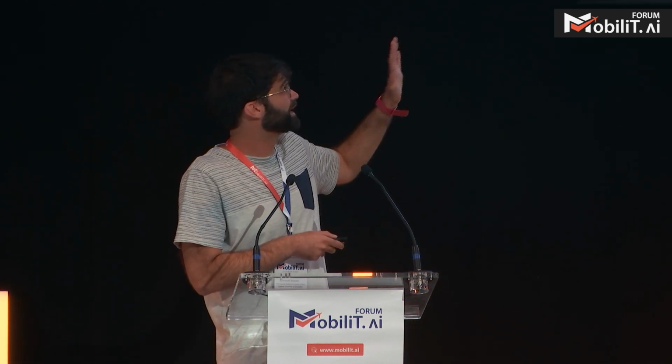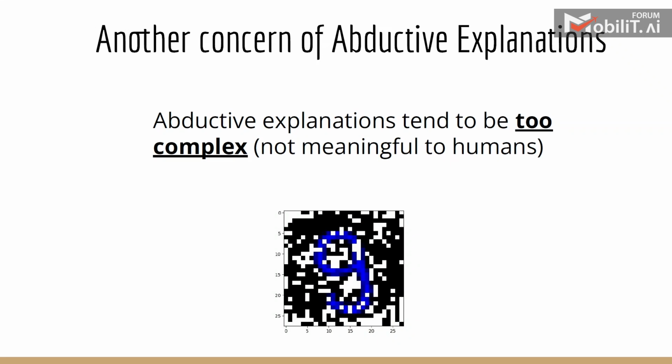But another concern with abductive explanations is that they tend to be too complex. So let's see this example. This is an example of an abductive explanation. We successfully proved that this is a correct explanation, for the MNIST dataset, of course. But as you can see, it's not too meaningful. We can't really understand what's happening here. The pixels in white are not part of the explanation, and the rest of the pixels are part of the explanation, if this wasn't clear.